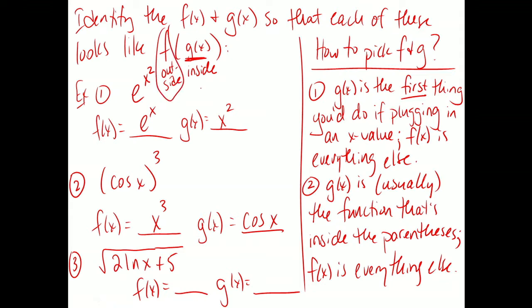Okay? So if I was to plug a number in here, the first thing I would do is that stuff. And then the last thing I would do is hit the square root key at the end. So the first thing I do is 2 ln of x plus 5. So that should be G.